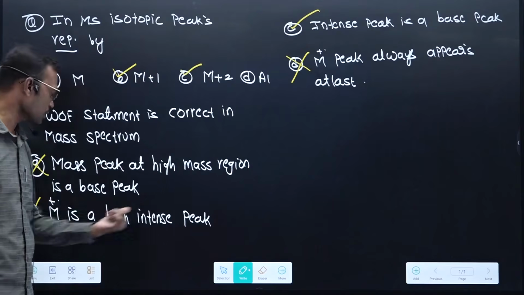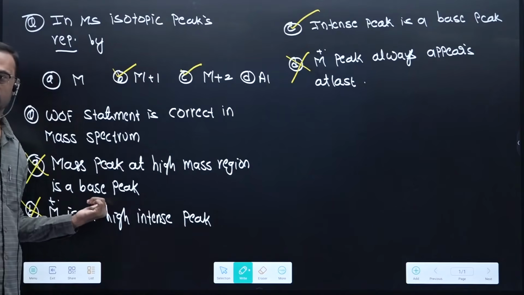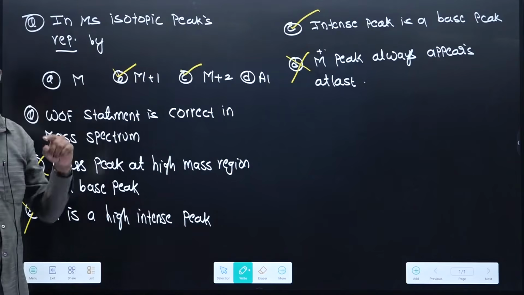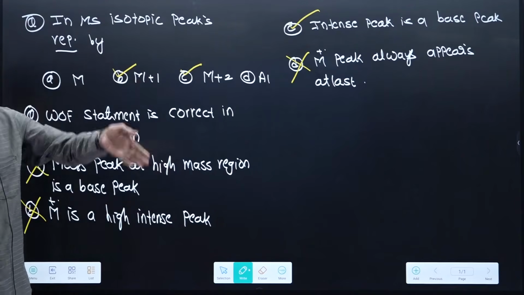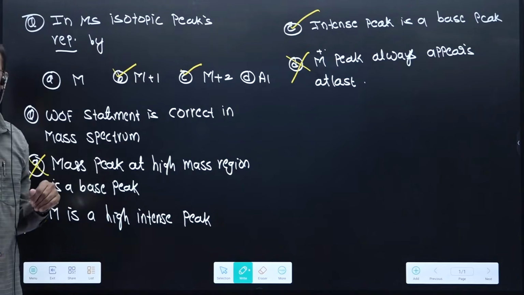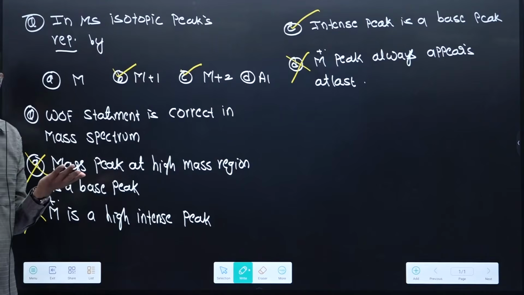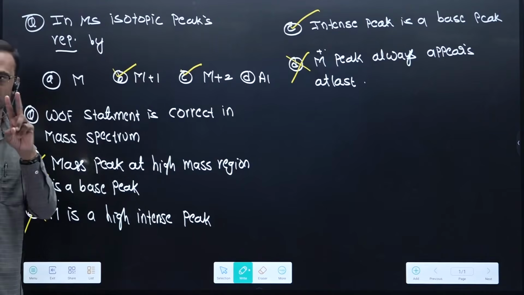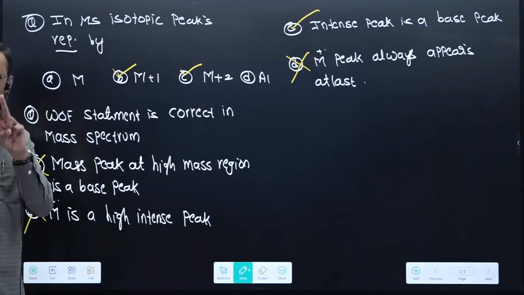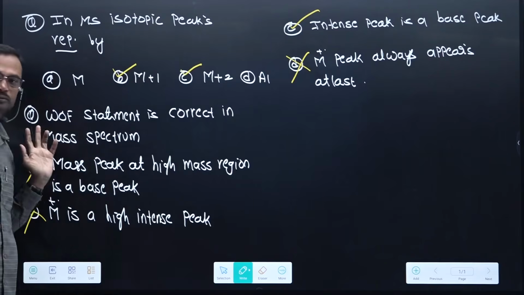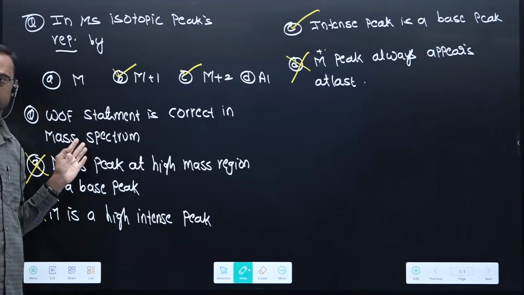Mass peak at high mass region is a base peak. That is wrong. Every time last peak is more intense? Every time can I write last peak with high intensity? No. Every time may be high intense, may not be high intense. Two possibilities are there or not? If two possibilities are there, this option is wrong. Clear?